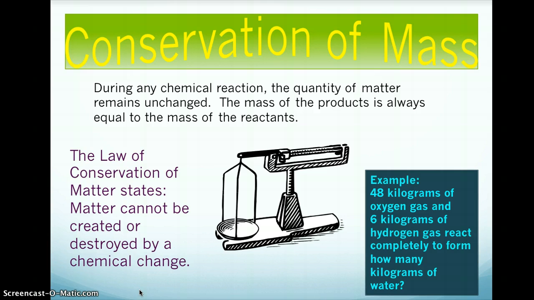Here's an example. If you have 48 kilograms of oxygen gas and 6 kilograms of hydrogen gas, and you react them completely to form water, how many kilograms of water do you think you're going to form? Right, it's as easy as that. The same amount of grams that goes in comes out. So if you add 48 and 6, you'll see that the answer is 54 kilograms of water. We can do that on an atom scale as well, and you'll learn that when we learn how to balance equations.